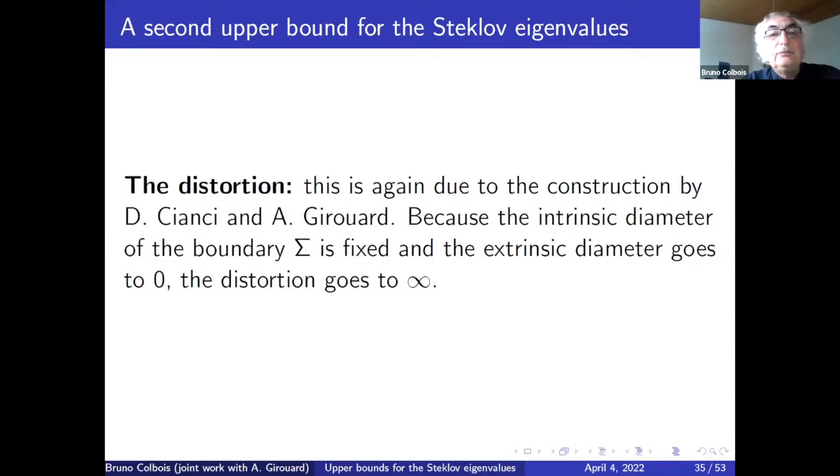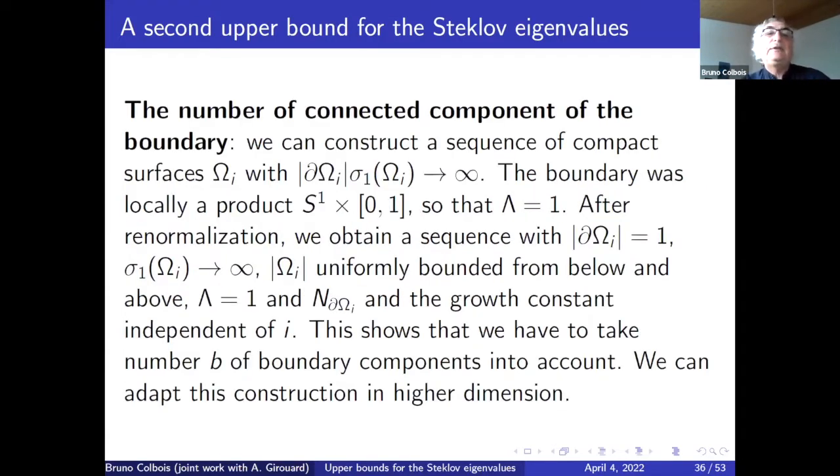The new thing now is the number of connected components, if you want to take all the different components into account. So there are examples by Alexandre Girouard and myself of a surface with normalized eigenvalue going to infinity and an arbitrarily large number of boundary components, and with distortion 1, because near the boundary you locally have a product. So this example shows that you need to take the number of connected components of the boundary into account.